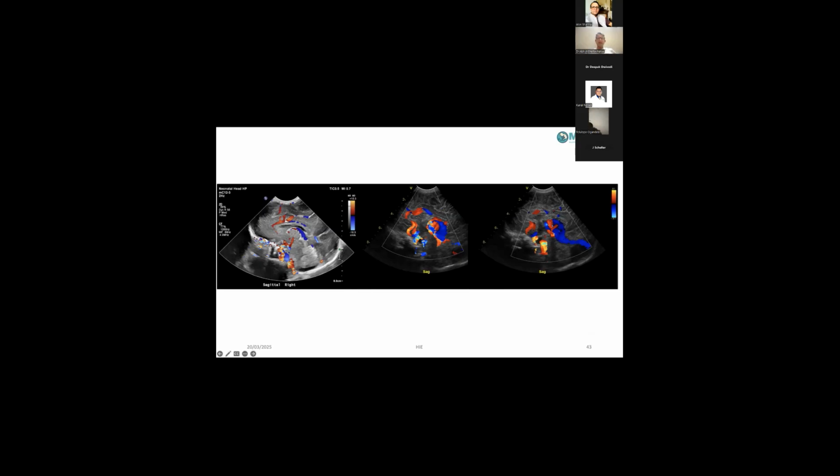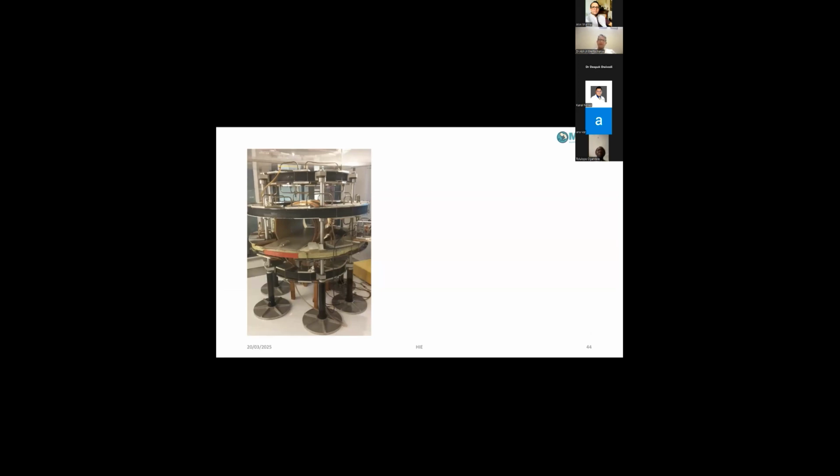Any guesses here? Malformation of the veins. Vein of Galen, maybe? Vein of Galen, excellent. That's a vein of Galen malformation. Sorry, this is just to see that you all are awake and not bored by me. Right, okay. What is this? Any guess?